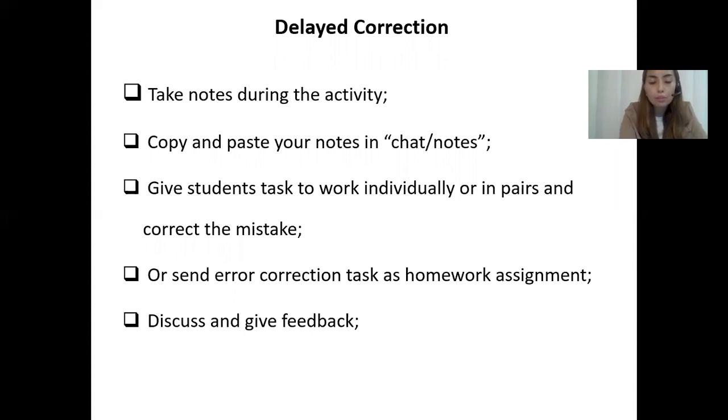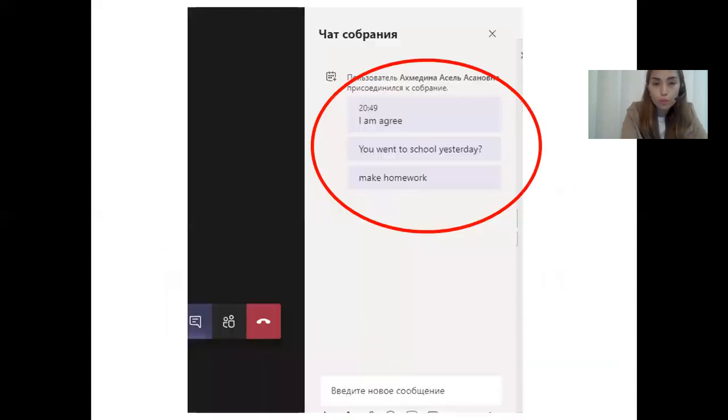If there is no time for this, you can send this as home assignment, and students can do it at home on their own. And at the end of delayed correction, when students have found their mistakes, you should discuss and give feedback on the type of mistake they are making, and this is really helpful in avoiding these mistakes in the future.